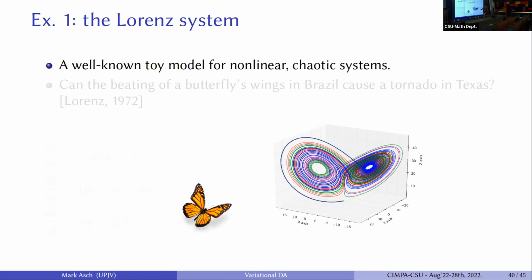Lorenz, I think it was Lorenz who said, can the fact that a butterfly flaps its wings in Brazil cause a tornado in Texas? Okay, so this is the famous thing. And if we simulate, here's the system. The system is a very simple system. It's a system of three.